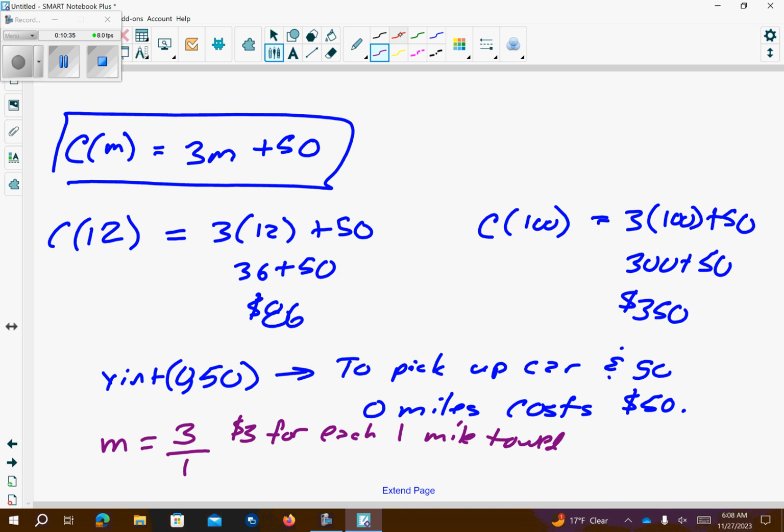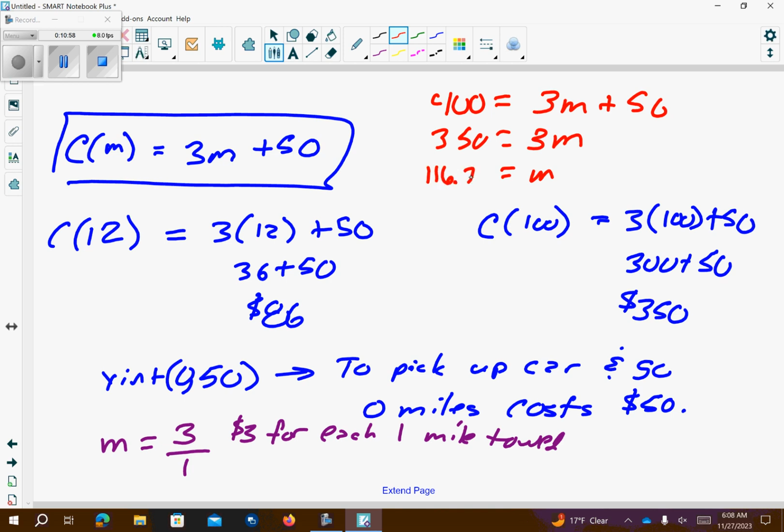And then letter F says, well, what if she went 400 miles? So we're going to make the 400 over here. So I'm going to subtract 50. So this becomes 350 and then equals 3m. Divide both sides by 3. So you go 350 divided by 3. So that's going to be 116.7 miles.